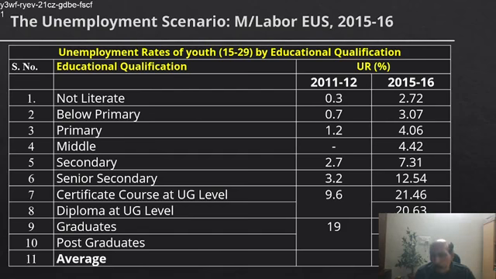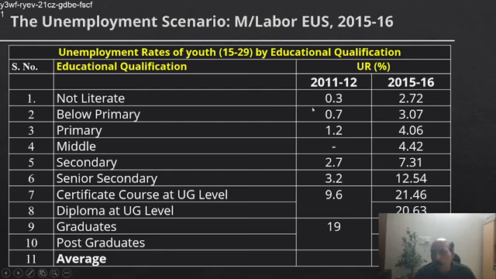Therefore, the more higher education you get, the more likely that you will remain unemployed, mainly because the education you have received by getting the degree does not provide you the skill which is required in the market. And therefore, there is a huge mismatch between the skill you possess and the skill required in the market. That's why the rate of unemployment is very, very high among the educated people.